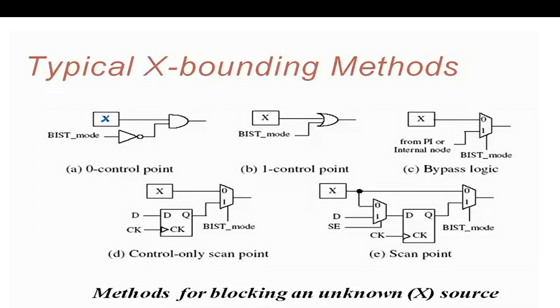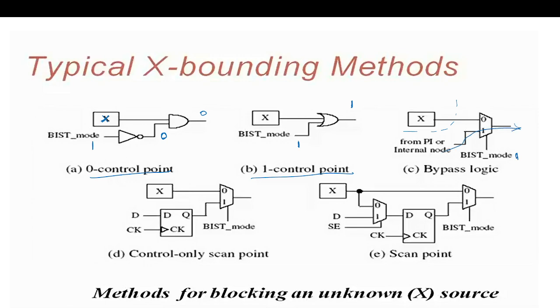So the system may predict it is faulty, but the output may be a different value because of this don't care also. So we need to block the don't cares. Either we will use a zero control point, that means this will be 1, BIST mode is on, this will be 0, so the output will be 0, so that node will always be set to 0. And for a 1 control point, this value will be 1 in the BIST mode, so the output will be set to 1. Or we can bypass this when we have BIST mode 1, so this value will be at the output.